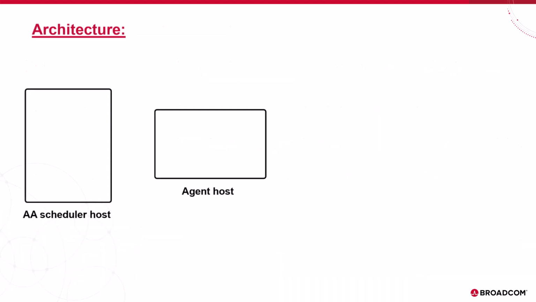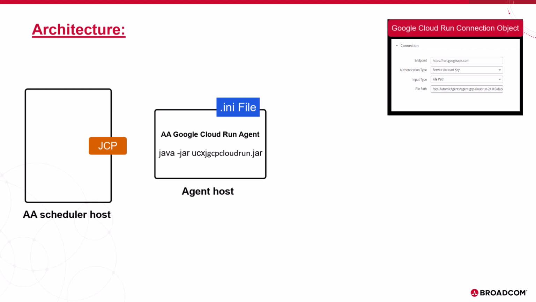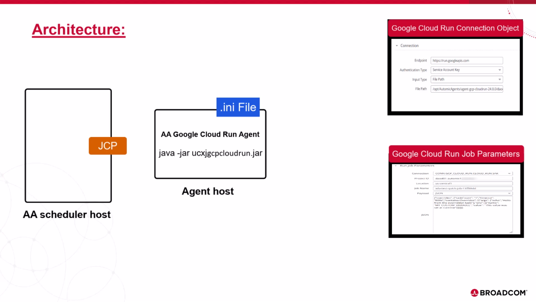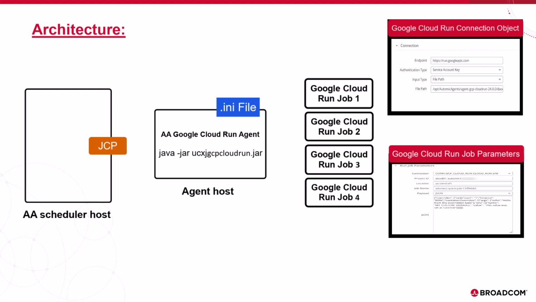A conventional architecture involves two systems, the Automic Automation host and a dedicated system for the agent. The agent is configured with a simple INI file containing standard values: system, agent name, connection, and TLS. When we start the agent, it connects to the engine and it adds two new objects to the repository: a connection object to store the Google Cloud Run endpoint and login data, and a job template designed to trigger Google Cloud Run jobs. Let's assume we're automating for 4 instances of Google Cloud Run.